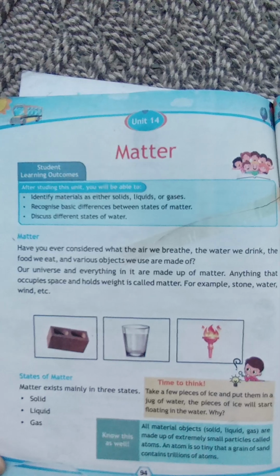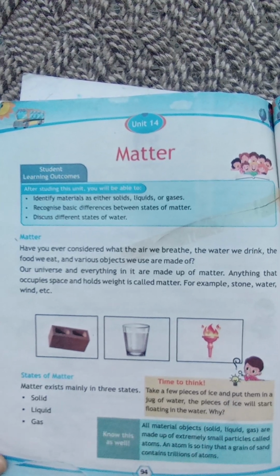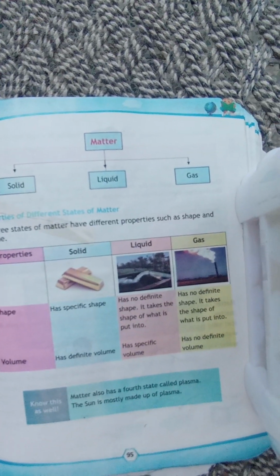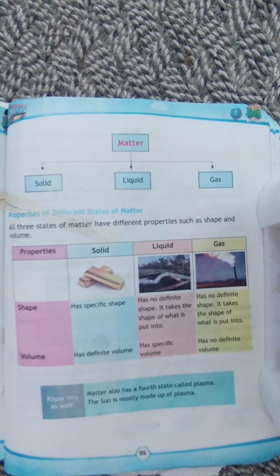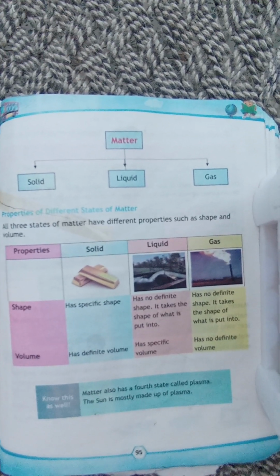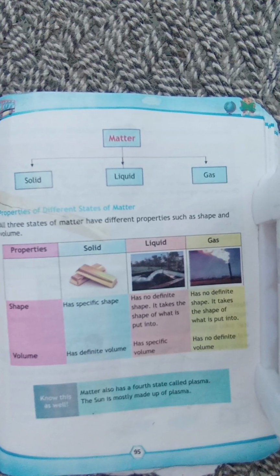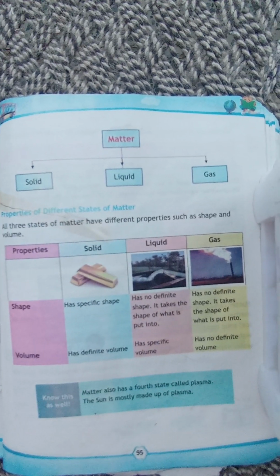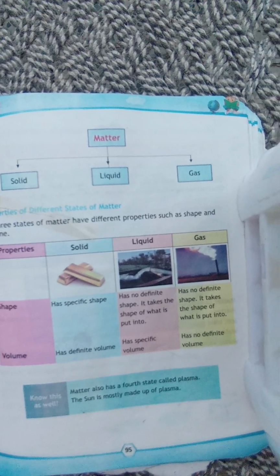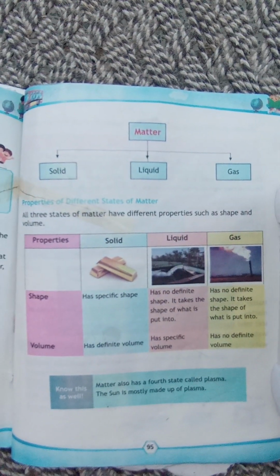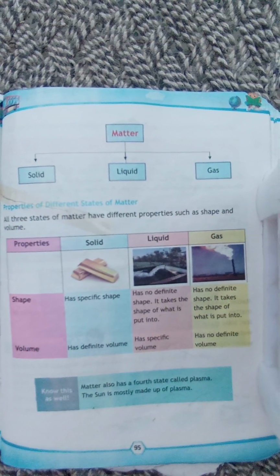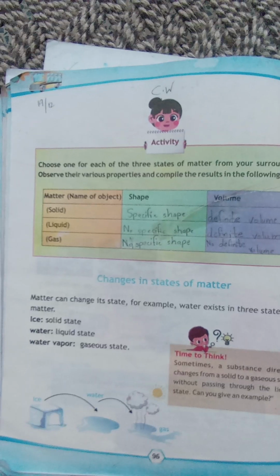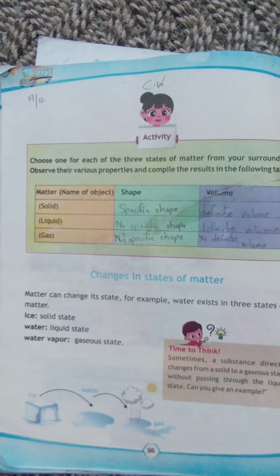States of matter. Matter exists mainly in three states: solid, liquid, gas. Properties: solid, liquid, gas. Shape: solid has a specific shape. Liquid has no specific shape, it takes the shape of what it is put into. Gas has no specific shape, it takes the shape of what it is put into. Volume: solid has a specific volume, liquid has a specific volume, gas has no specific volume. Here is change in state of matter.